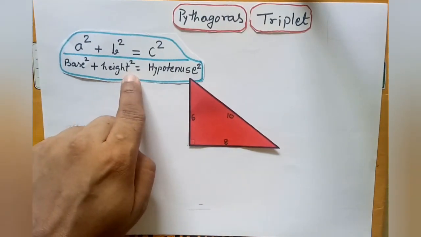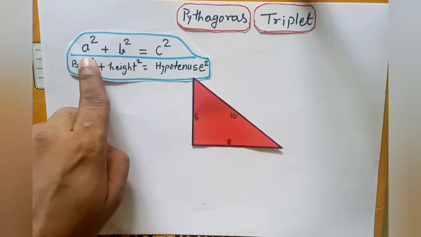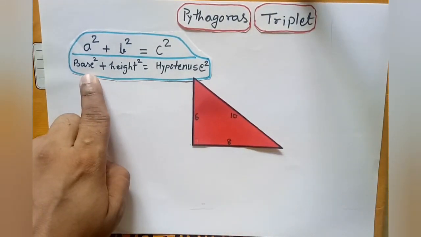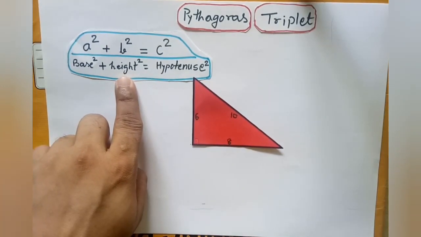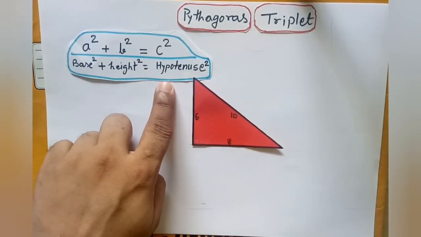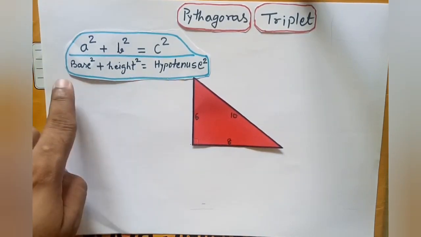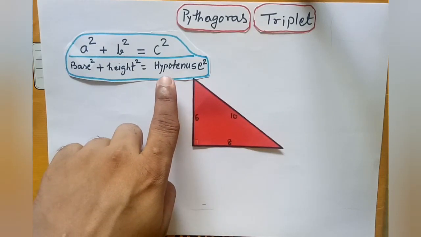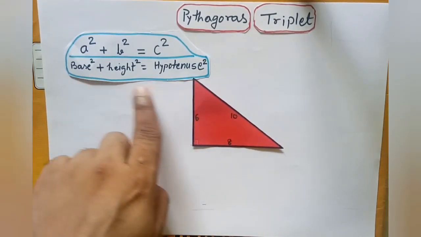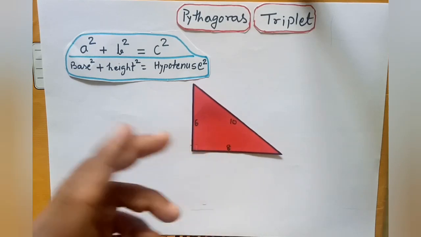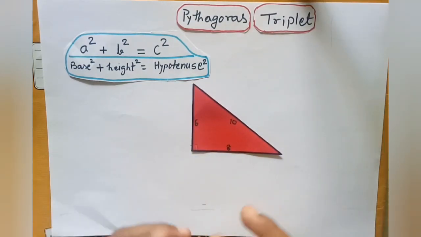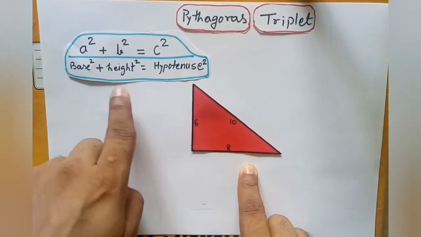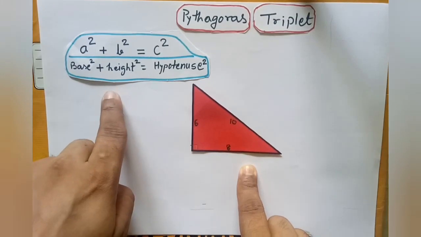It says that a square plus b square equals c square. What are a, b and c here? a is the base, b is the height, and c is the hypotenuse. If I take the square of the base and add the square of the height, I should get the hypotenuse square. If this comes true, then my triangle is a right angle triangle. Vice versa, if this is a right angle triangle, then this should hold true.